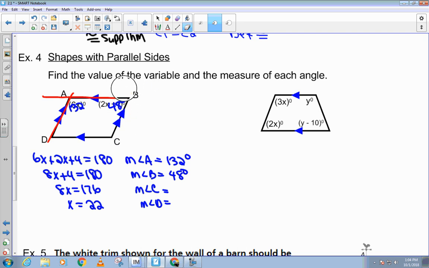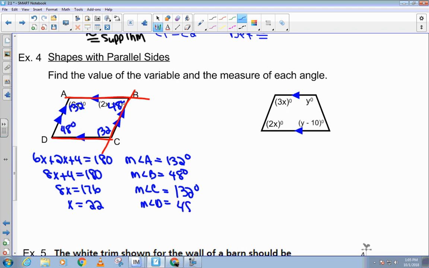we have to use a different pair of parallel lines now. Now we're working, let's say, with these two parallel lines and this transversal. Right. Angle C would be 132. And then, again, we would use a different pair of parallel lines, and D would be what? 48. When we study quadrilaterals, we're going to learn a theorem that says opposite angles of a parallelogram are congruent. Okay, that's a theorem.